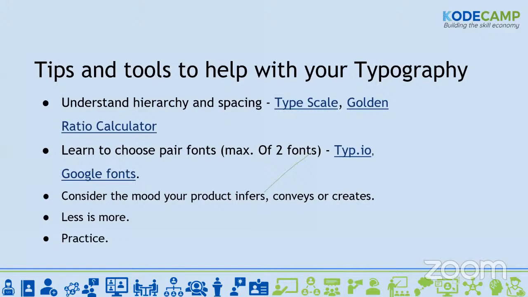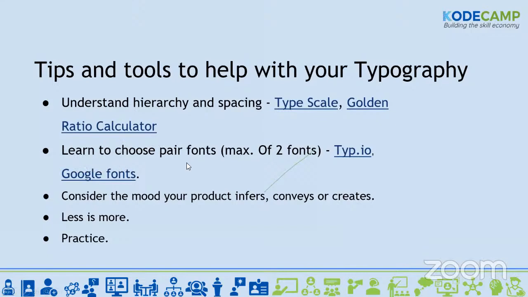I know you're all hyped up and you want to just go on your Figma board and start getting your hands dirty, but there are a few things you have to take note of. There are principles or guidelines that you have to note in order to create beautiful designs, beautiful products. In order for you to understand hierarchy and spacing, you have type scale here, and you have golden ratio calculator. It helps you to calculate your spacing and all of that.